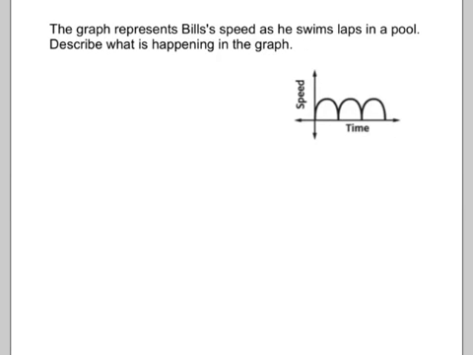You take just a minute, pause the video, take just a minute and look at this graph and see if you can tell me what you think is going on, and then come back and we'll talk about it. Okay, on this one it says the graph represents Bill's speed as he swims laps in a pool. Describe what is happening in the graph. Well, let's see. This is our time, our x, speed is our y. So what happens? He starts out, he builds up to a speed, and he comes back down.